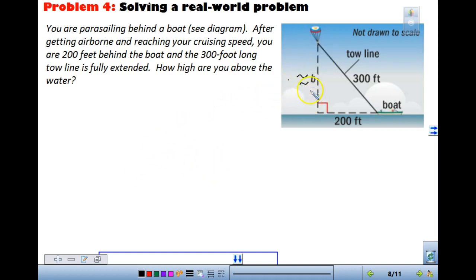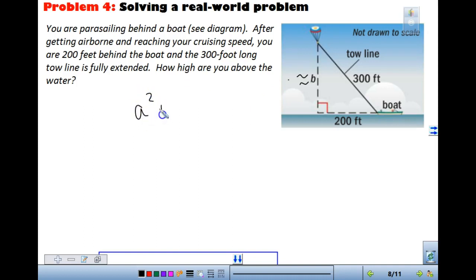So we're trying to find how high above the water. That's a vertical distance, okay? Can it be more than 300? No, 300 is the longest side. So I know that if I get an answer bigger than 300, I made a mistake someplace. So that's kind of what you always want to be thinking as you're doing these problems.